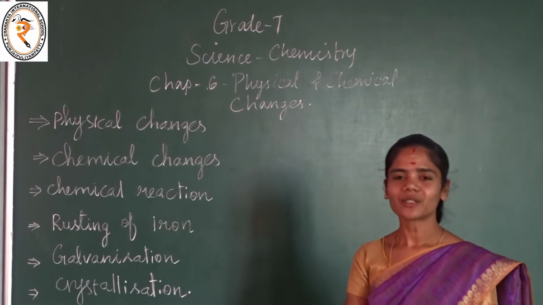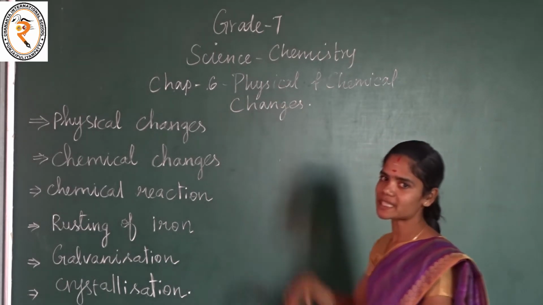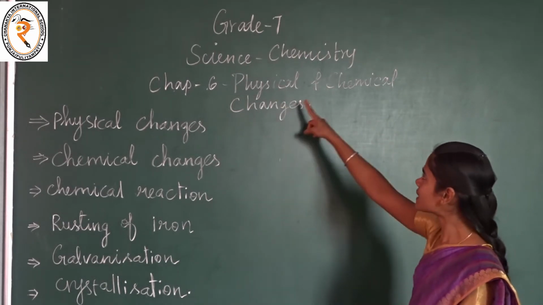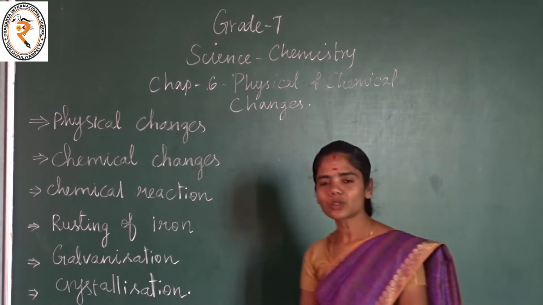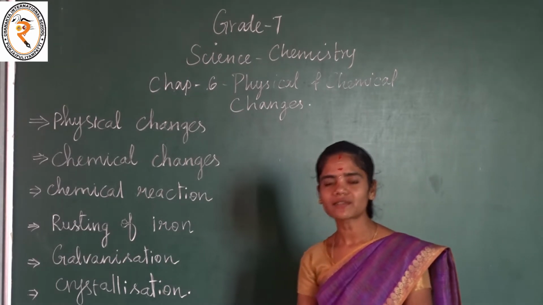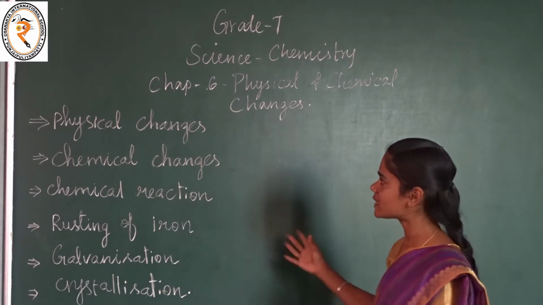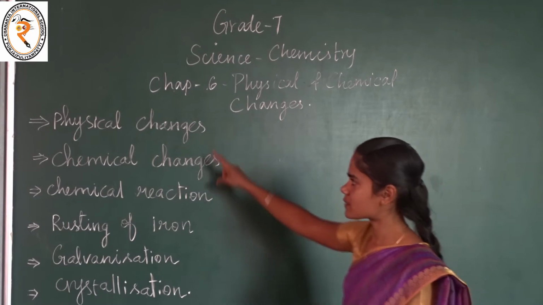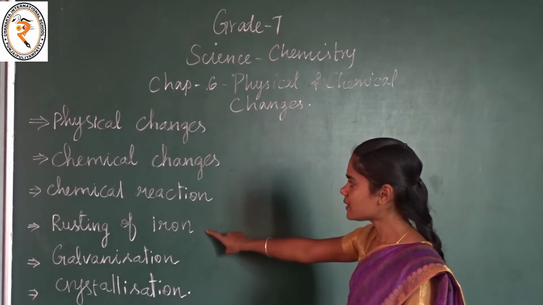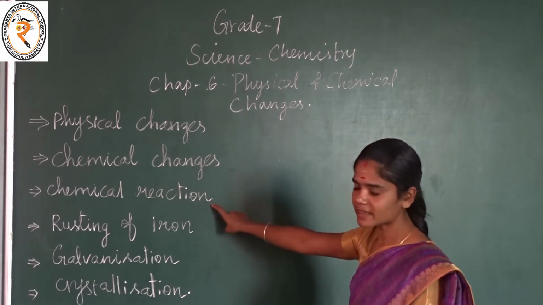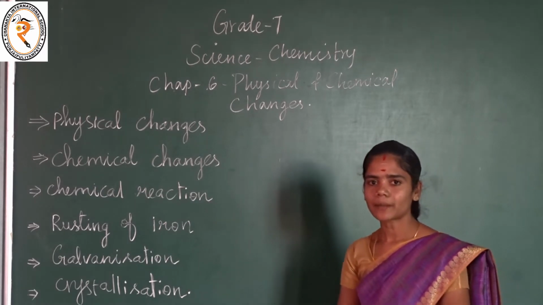How are you all? Today's class we will discuss chapter 6 in chemistry. The name of the chapter is physical and chemical changes. In general there are two types of changes. One is physical change, another one is chemical change. In this lesson we will discuss these topics. First one, physical changes. What is called chemical changes? Then rusting of iron, chemical reaction, galvanization and crystallization.